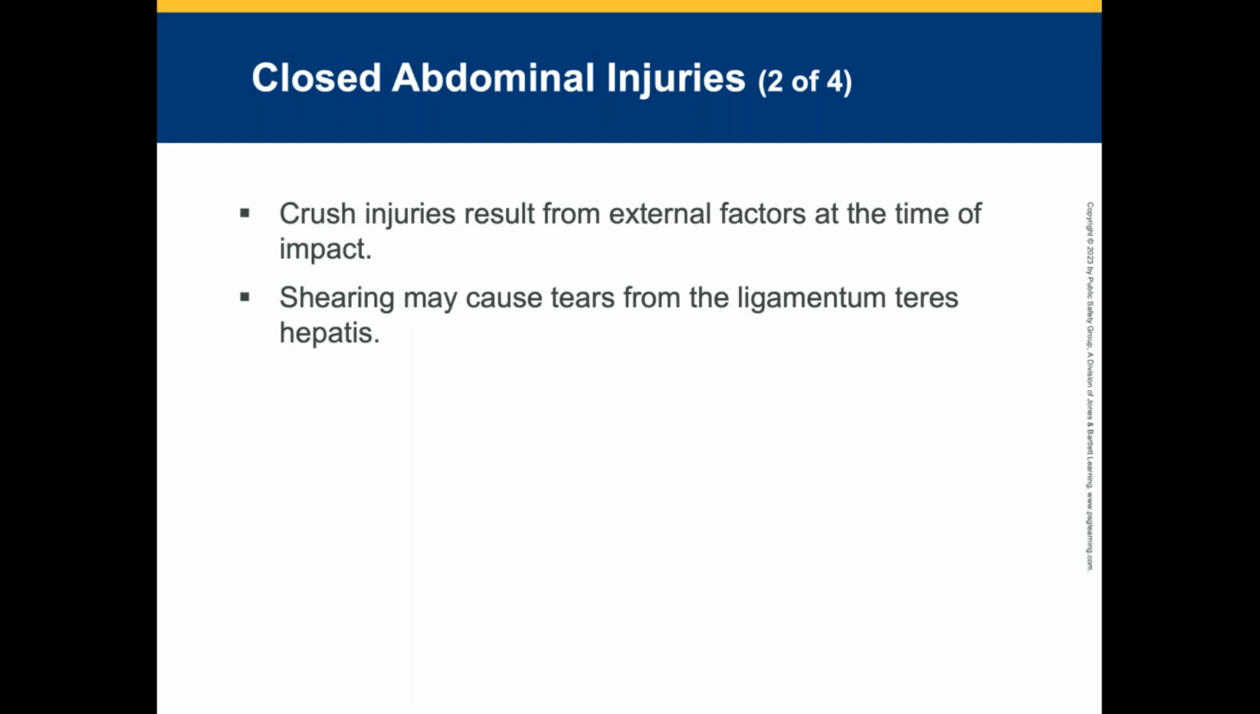So when we have these injury patterns, again looking at abdominal, we need to plan for that and say, okay, the mechanism of injury is here. They're wearing this. I suspect this. Crush injuries result from external forces at the time of impact. Solid organs are at the greatest risk of being crushed. Then we have damage and significant bleeding in the abdominal cavity. Shearing may also cause tears as well. We talked about the aortic shear, the shearing from that significant impact.